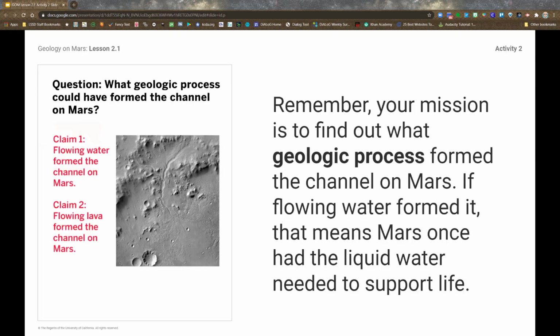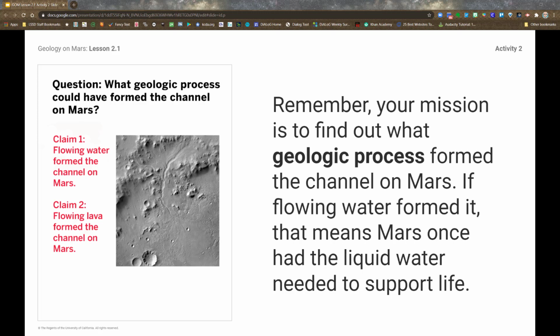Remember, your mission is to find out what geologic process formed the channel on Mars. If flowing water formed it, that means Mars once had the liquid water needed to support life. In the previous lesson, we discussed the need for effective evidence to be able to figure out whether flowing water or flowing lava formed the channel on Mars.